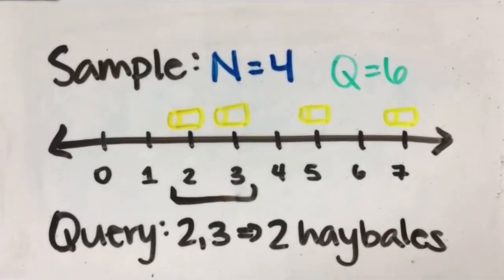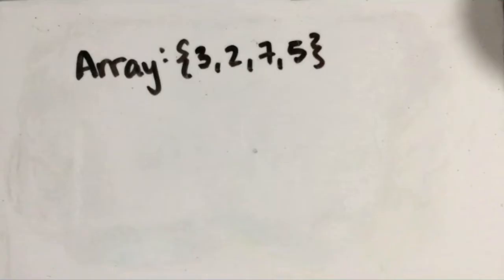So, if we look at the sample input, the number of hay bales is 4, and the number of queries is 6. The hay bales are located at positions 3, 2, 7, and 5 on the road. For the first query, they ask us to find the number of hay bales between 2 and 3, and we can see that there are 2 hay bales. Alright, so here's how we solve the problem.